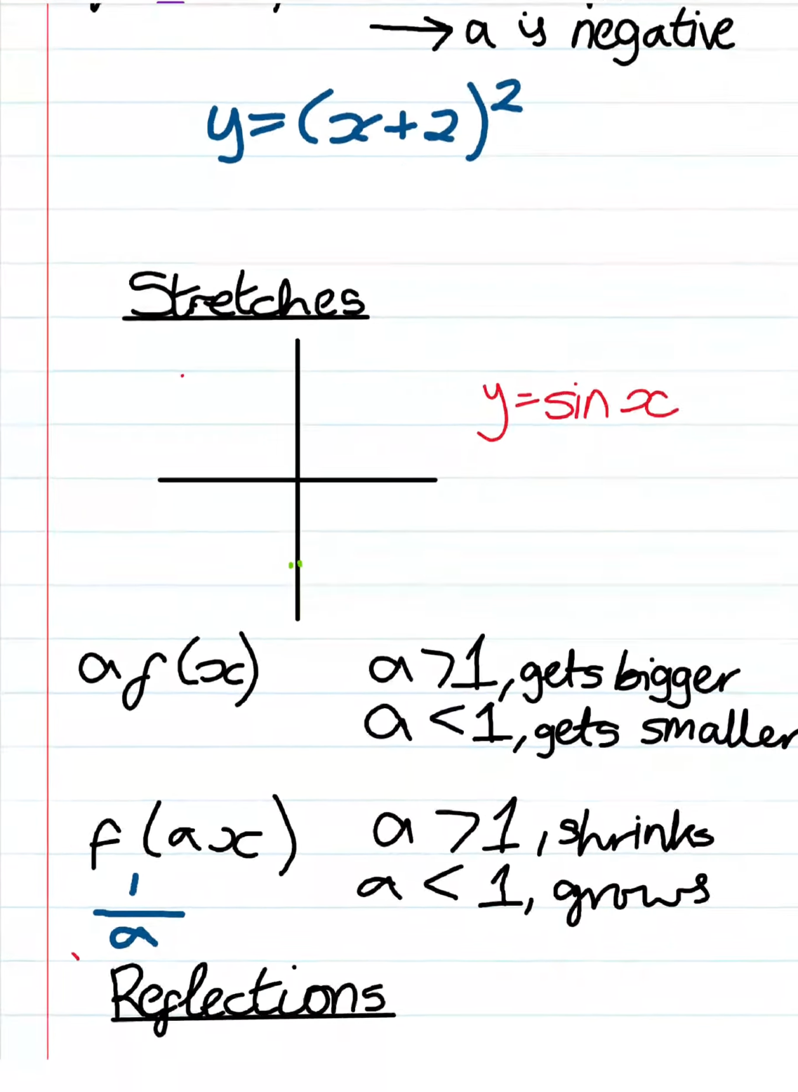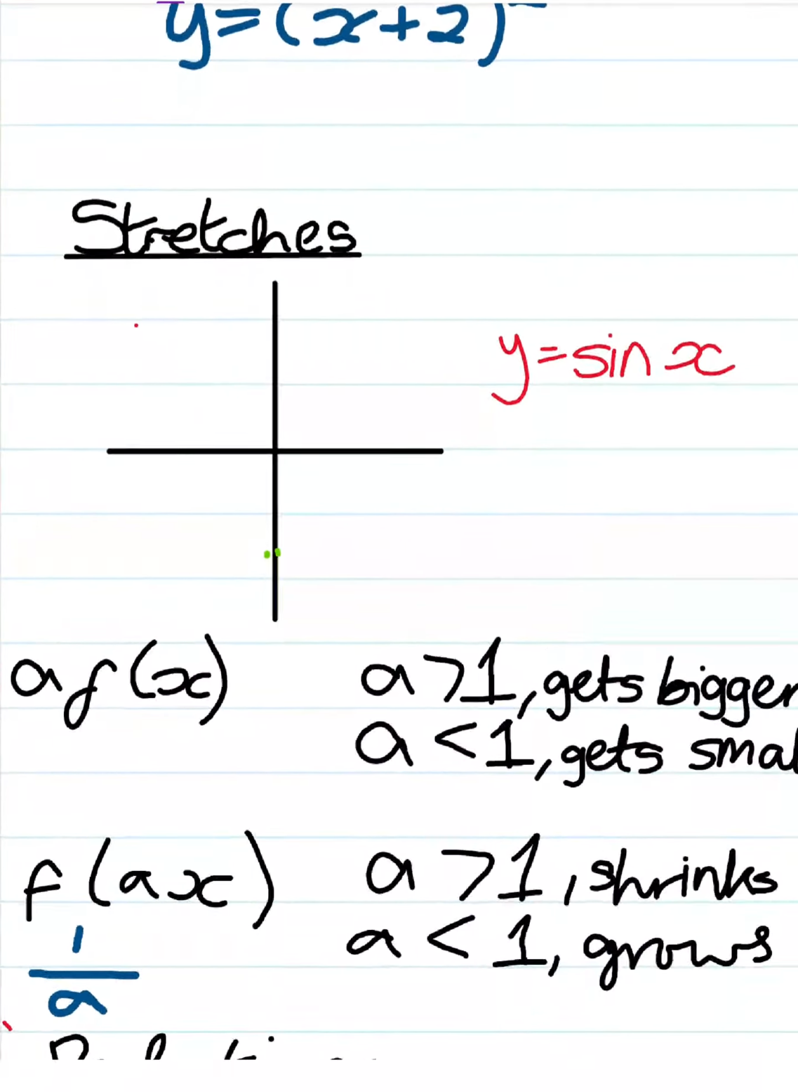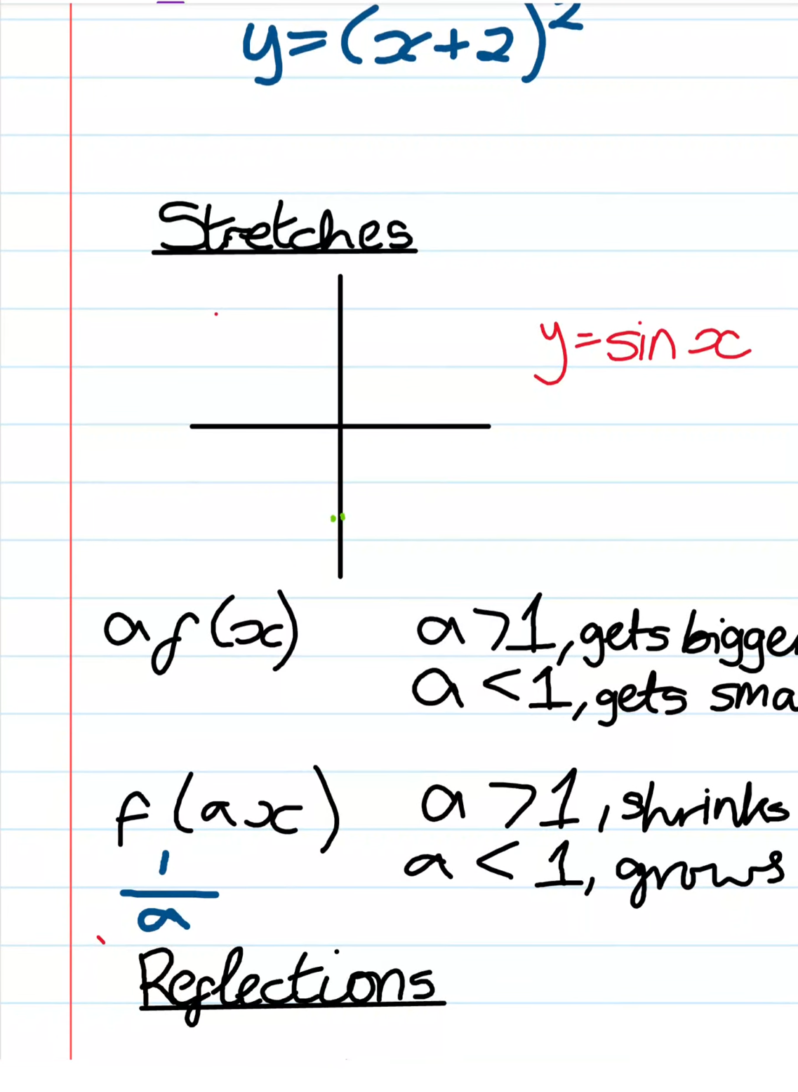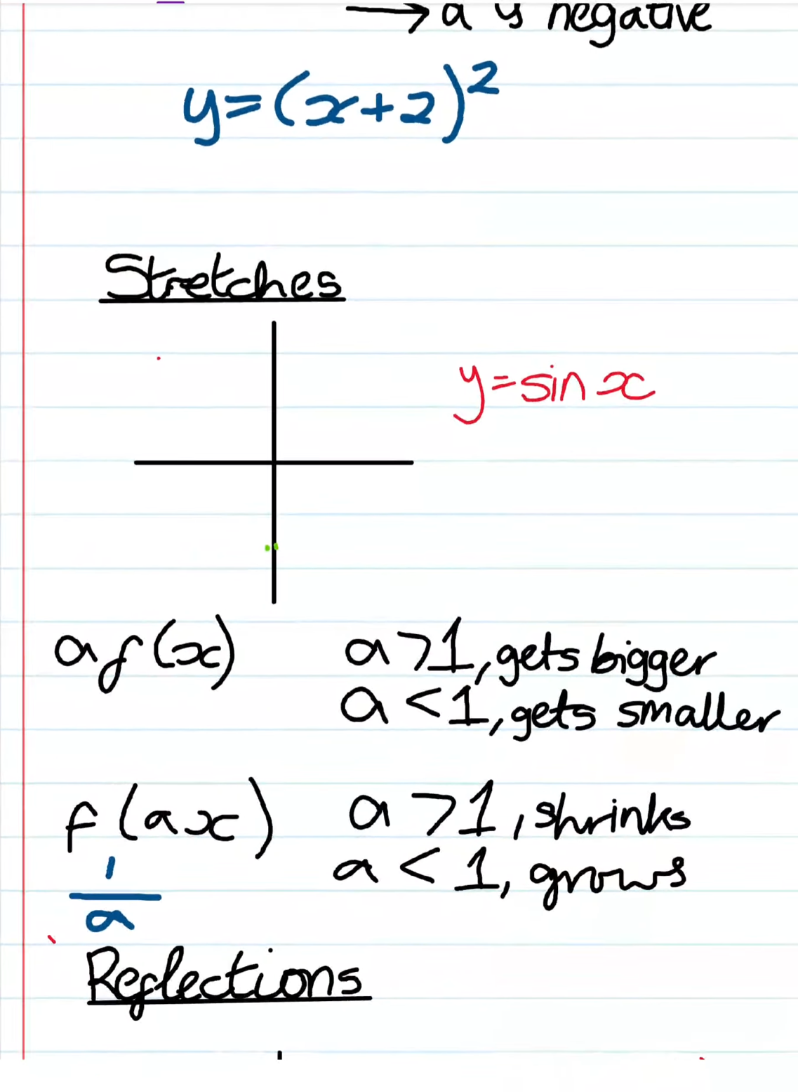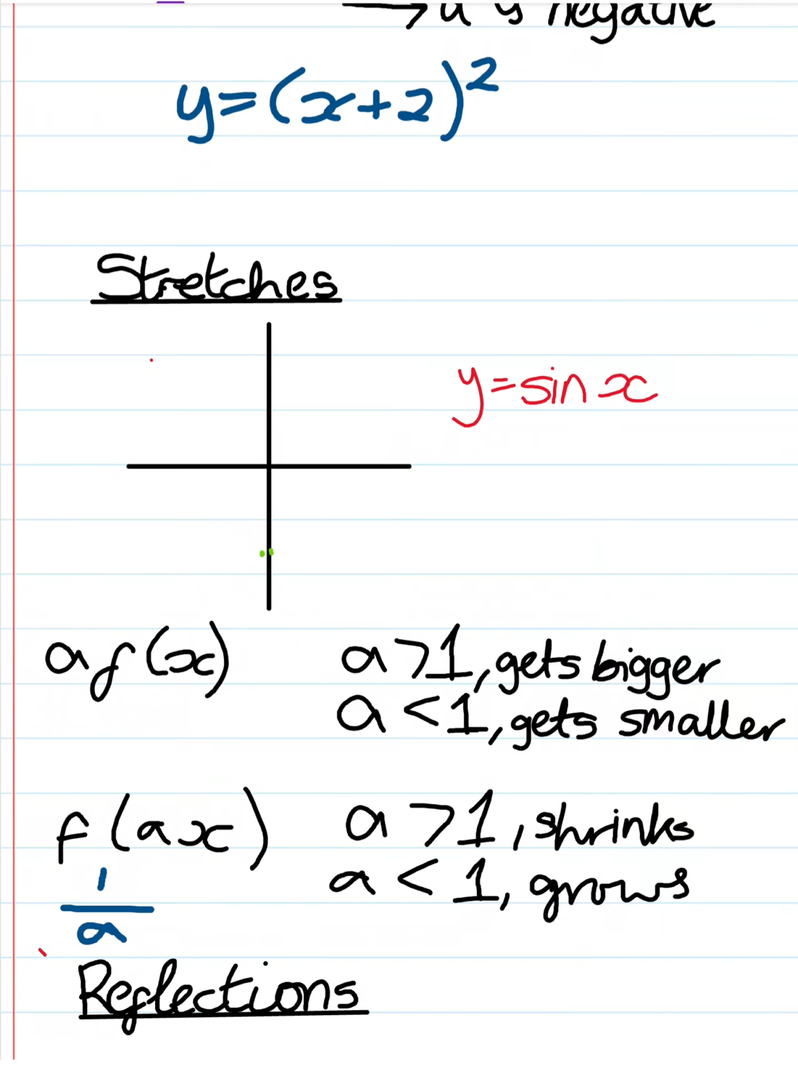Now let's take a little look at stretching. Stretching means you go wider or narrower according to a particular axis. If your equation is of the form a f of x, this stretches the graph vertically, i.e. along the y-axis. Suppose we start off with the graph y equals sine x, which I've drawn for us in red.